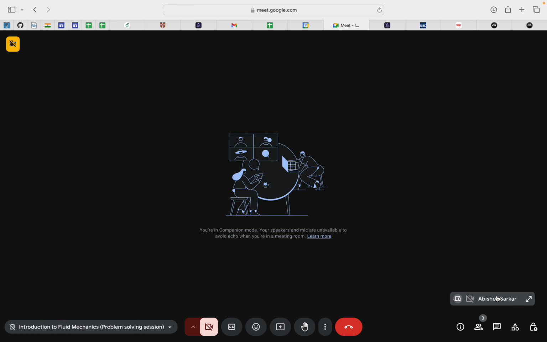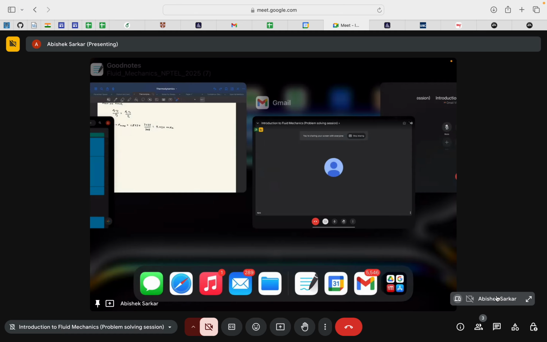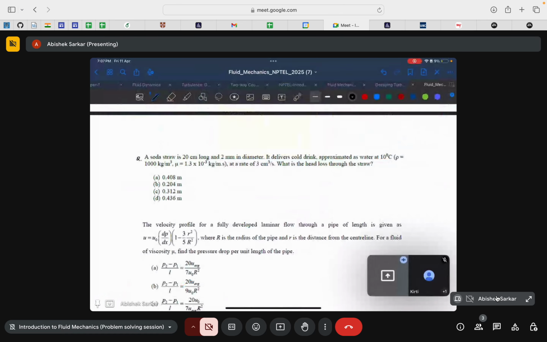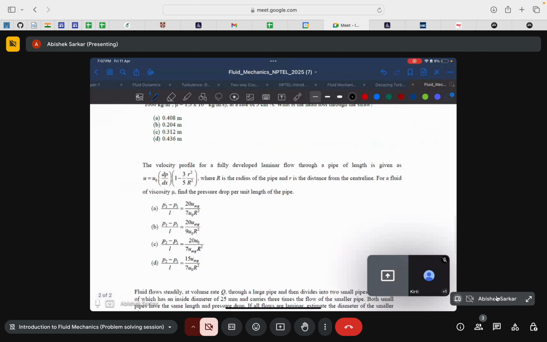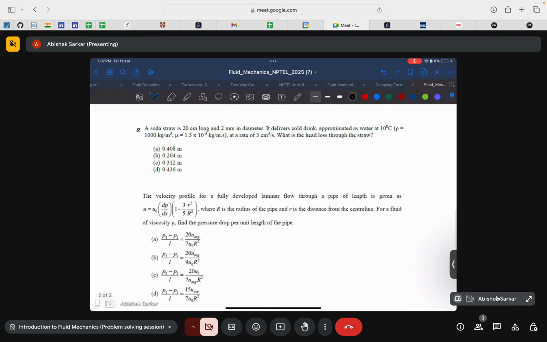Sorry for rushing so fast, but for the sake of saving time, I have to do so. So I think I can make this one the last question. Maybe this and the next one. Yeah, I think I can discuss these two questions, and then that would be all for today's discussion. Okay, so what is the head loss through the pipe?